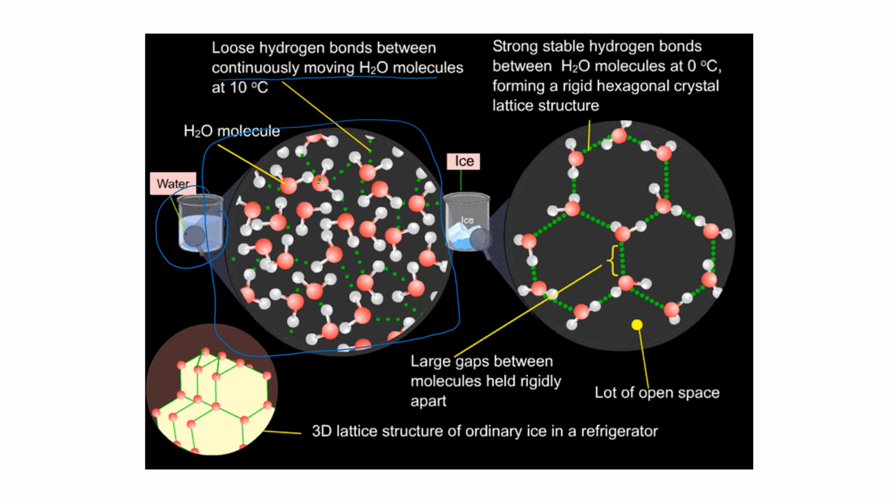So as the water changes from liquid state to ice state, the space between the water molecules will become more spaced out. As you can see here, there are lots of open spaces, or large gaps, between water molecules that are held rigidly apart. This allows one water molecule to form hydrogen bonds with another four water molecules, and these hydrogen bonds are stable. Strong stable hydrogen bonds between water molecules at 0 degrees Celsius form a rigid hexagonal crystal lattice structure. So ice will be less dense compared to water in liquid state, which is a lot denser.